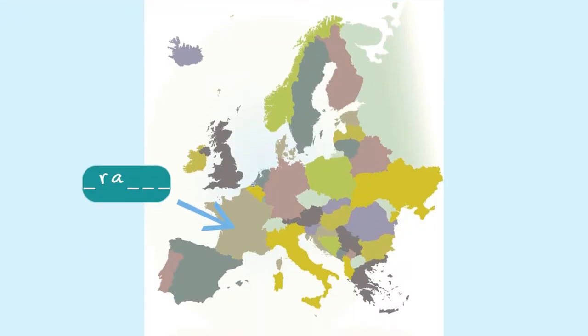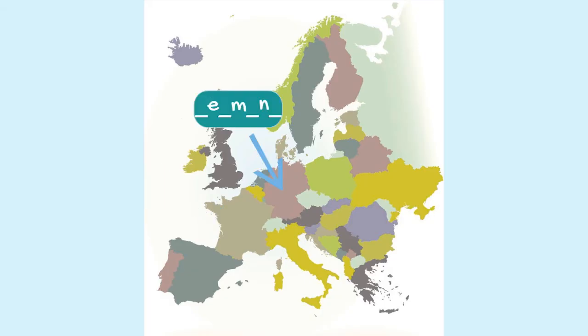So say this country here. I've given you 2 of the letters. The other little lines are missing letters. Can you figure out what country it is? Well, it's France. Now you know how to play. Let's get started with question 1. What country am I pointing to this time? Pause the video. Write down an answer.